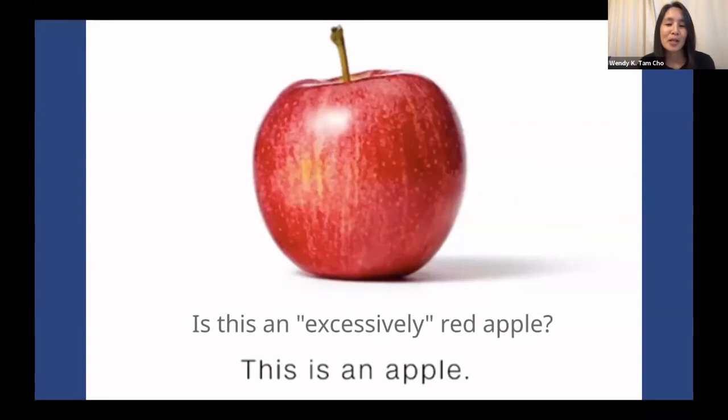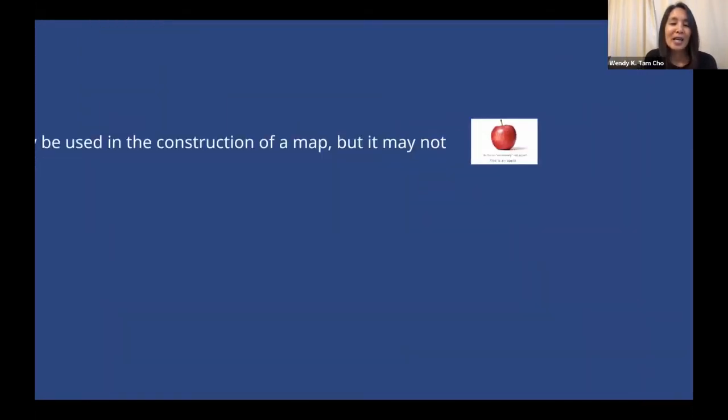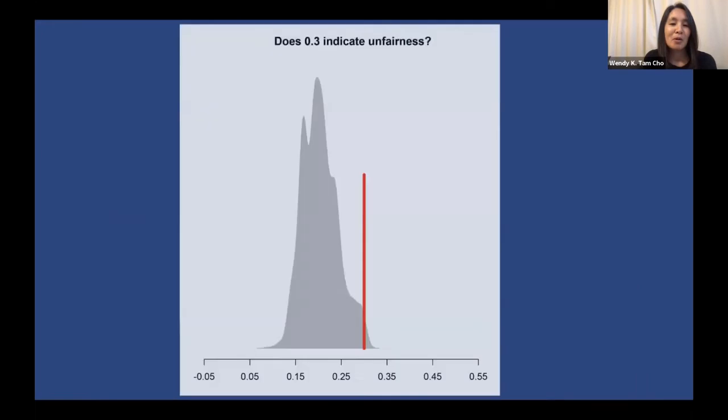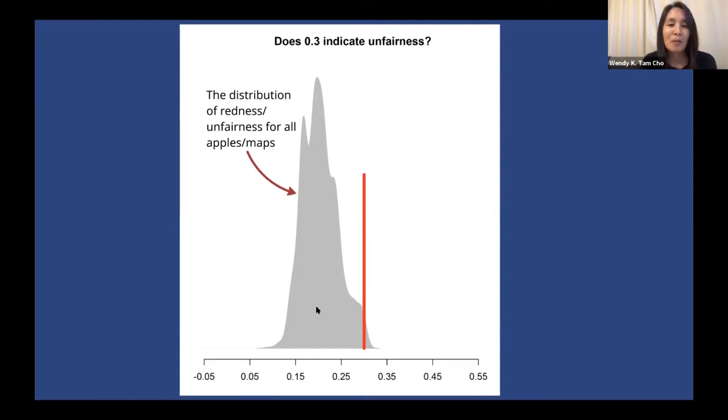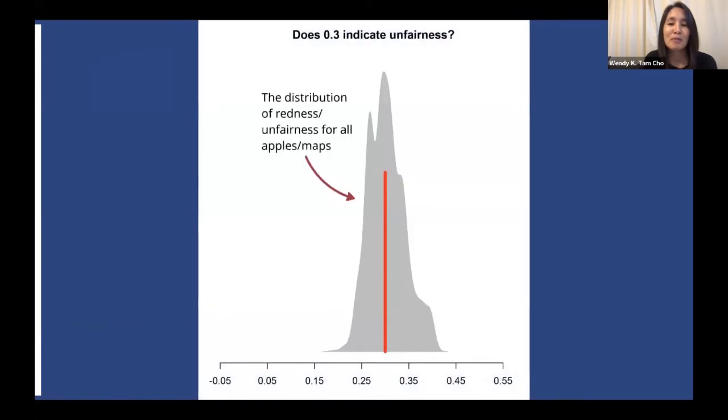And I analogize it to this idea of an apple. If you have an apple, how would you decide if it was excessively red or not? And the basic approach is basically that I create these distributions. So the idea is, if you can create a distribution of where apples or maps are, then you can decide if something is extreme on that. That would be extreme. This would not be extreme.